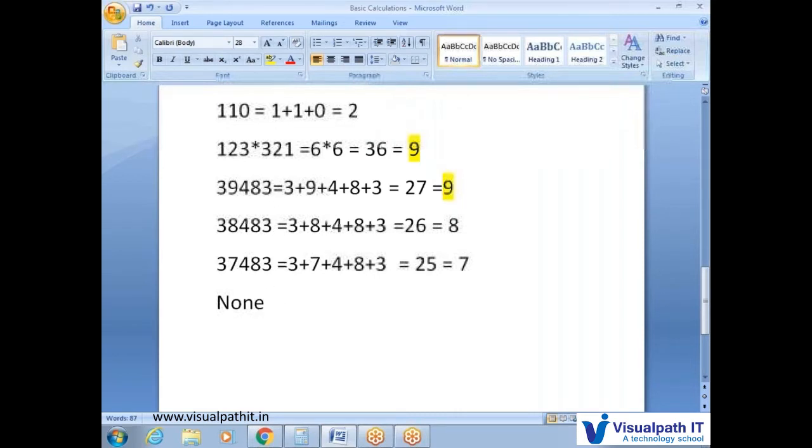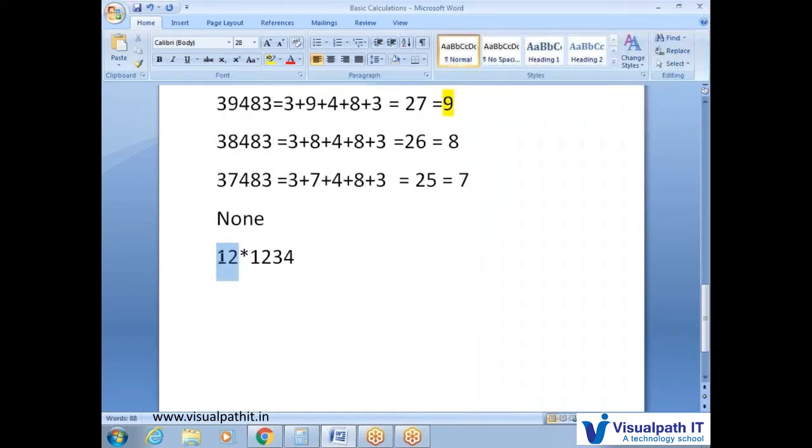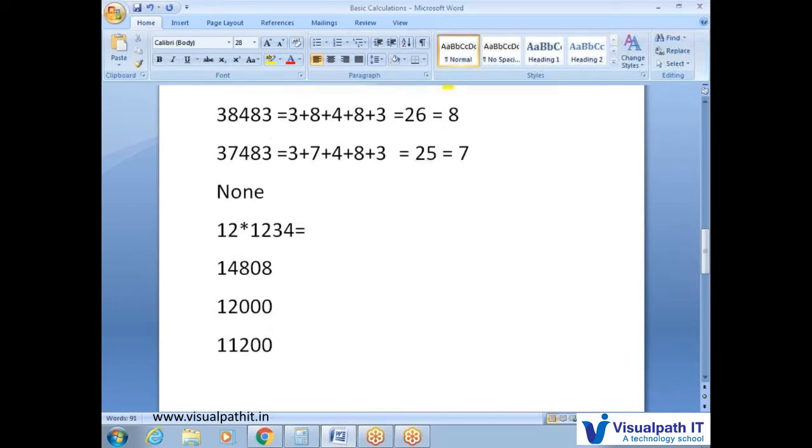Clear, all of you? One more question. For example, 12 into 1234. Here the first is a 2-digit number, the second is a 4-digit number. In this question, use the digital root method. The first option is 14808, the second option is 12000, and the third one is 11200. Clear? And the fourth one is none.